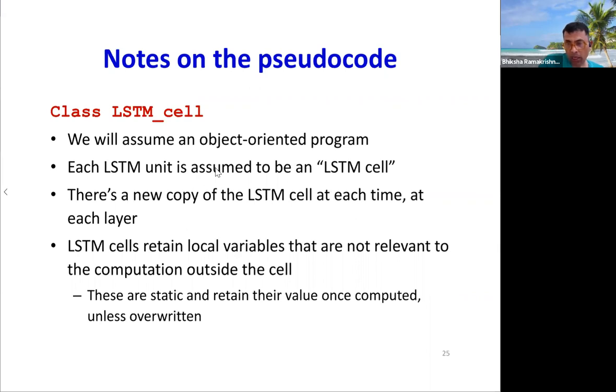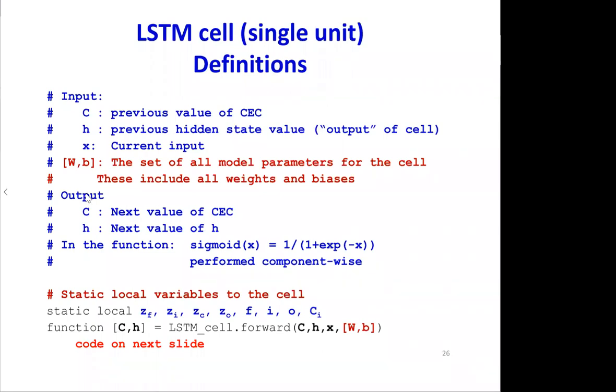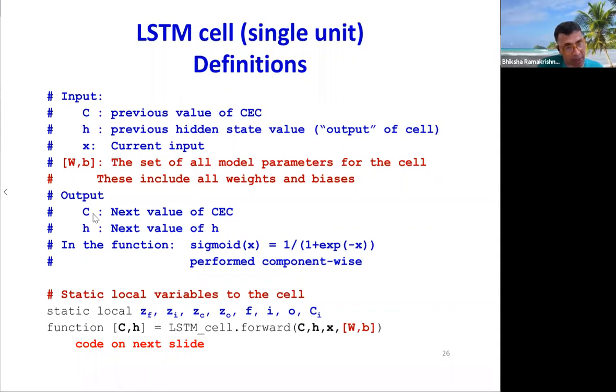So here are all the variables required by a cell. It gets the incoming CEC value. It gets the hidden state from the previous time at the same layer. It gets the input X, which could either be the actual input or the lower layer output. These are, of course, the parameters for the cell, which are all the weights and biases required by all the gates and other pattern detectors within the cell. The cell outputs the updated CEC value, the updated memory, and the updated state for the next time.